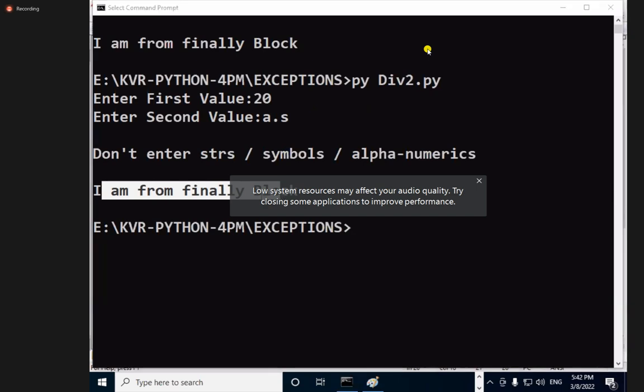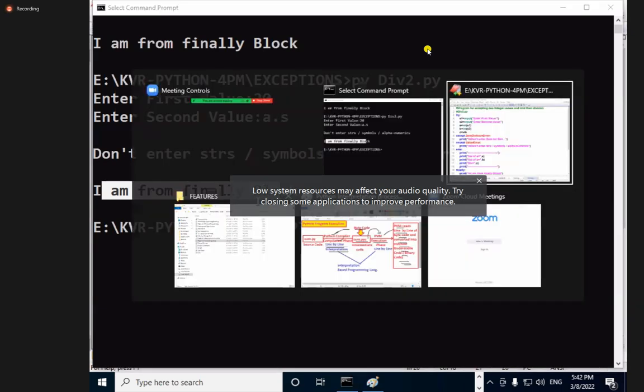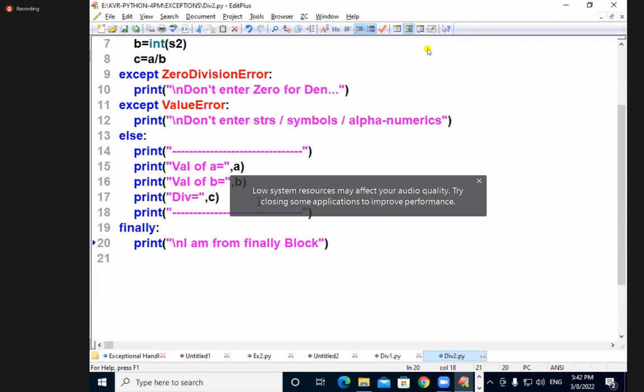Is writing the finally block optional or mandatory? First of all, do you know the meaning of mandatory? Mandatory means compulsory to write. Is it mandatory to write or optional to write? First you need to learn meanings from the dictionary. It's my advice. Mandatory to execute or optional to execute? Mandatory to execute. Whenever I write it, it will execute compulsorily.